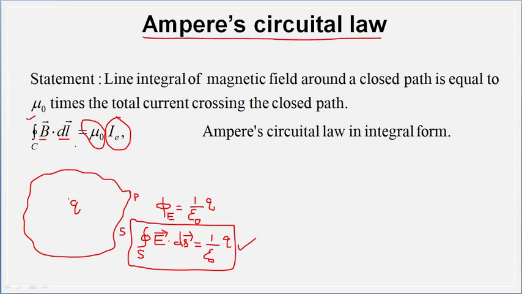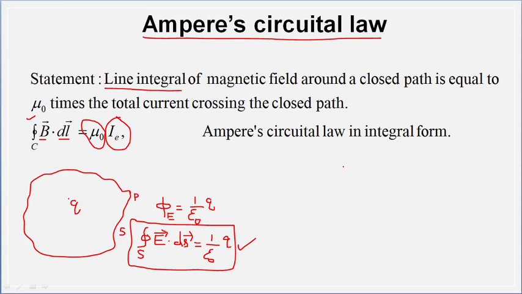So as far as the mathematics is concerned, this is the form of Ampere's Circuital Law. And in words, the line integral of the magnetic field along the closed path, where in Gauss's law it is a closed surface, here it is a closed path, that means length, is equal to mu naught times the total current crossing the closed path.